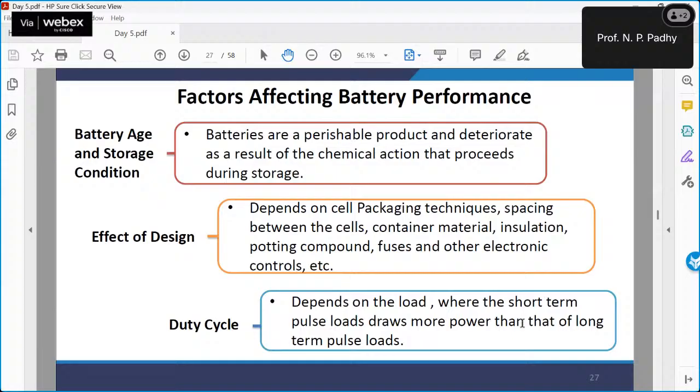Batteries are a perishable product and depend on cell packaging techniques, spacing between the cells, container material, insulation, potting compound, fuses, and other electronic controls, which also affect the design and the life of a battery. It depends on the load, where short pulse loads draw more power than long-term pulse loads. That is my duty cycle.